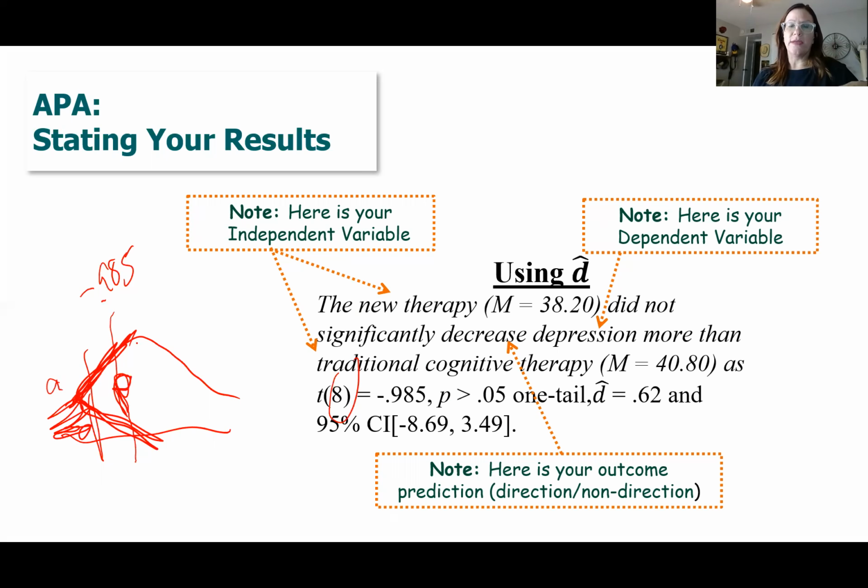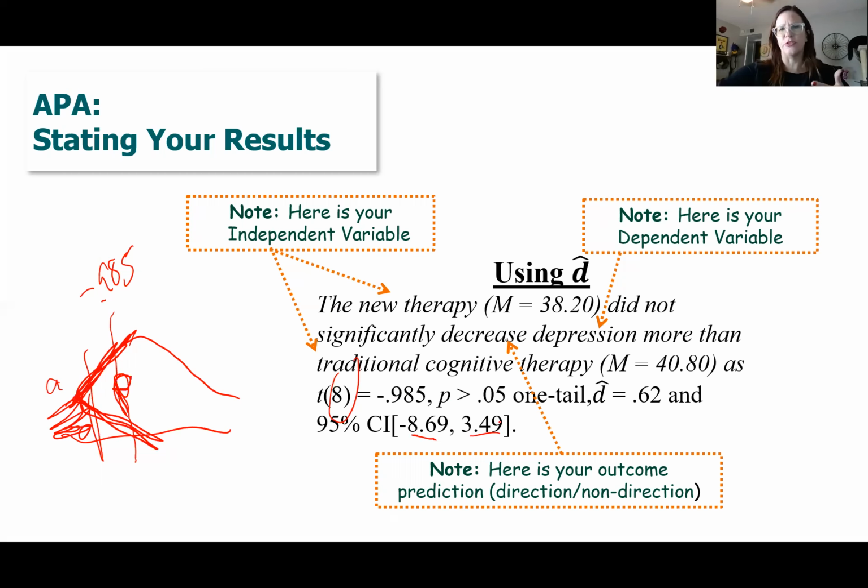Then we state it as one-tailed. d equals 0.62, that's our effect size, and you don't need to have the little hat over d, that's just an official way. And then 95% CI in brackets with the lower boundary, comma, upper boundary. This is required formatting. And on the exam, you will be required to format it in that manner. So make sure that you're formatting appropriately.